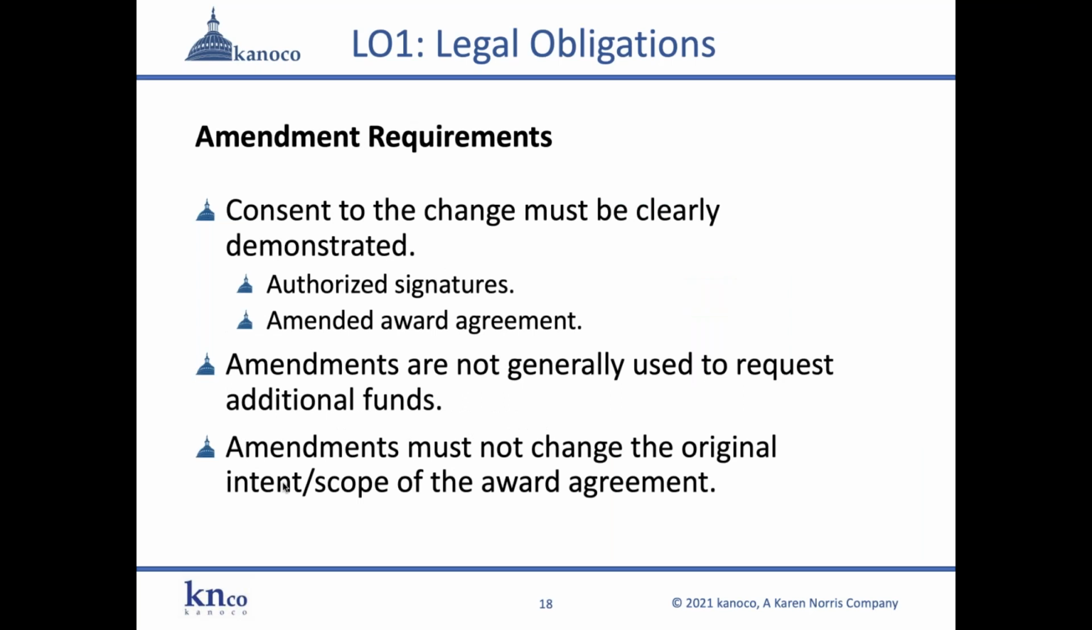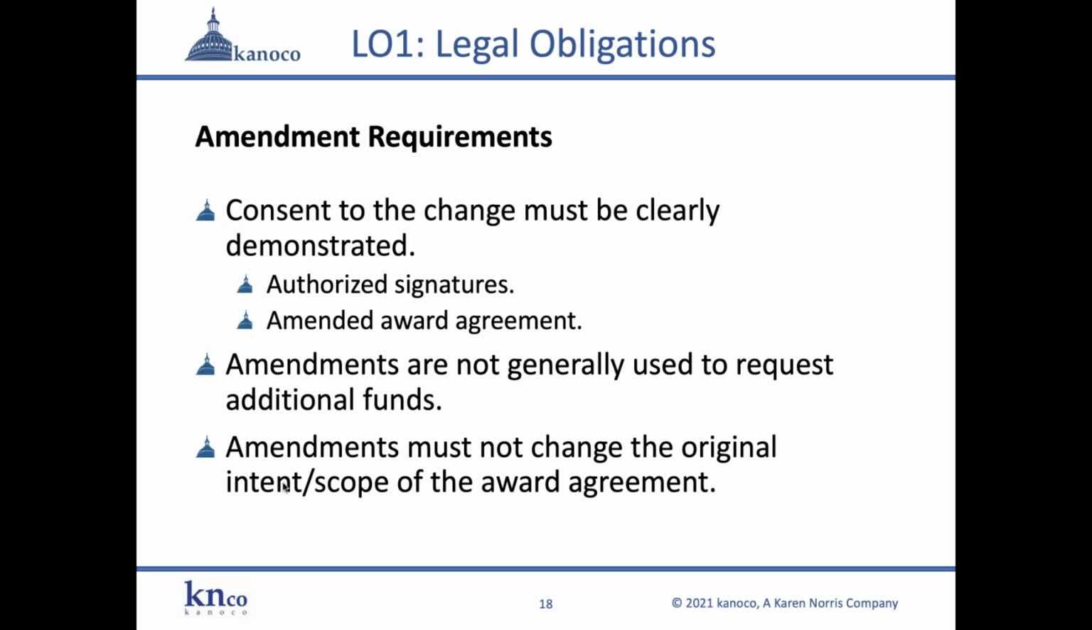First of all, consent to the change must be clearly demonstrated. How is that demonstrated? Well, the right people need to sign off on it. You have to have authorized signatures. And then of course, if you are changing the award agreement, you would want to make sure that your awarding agency will amend the award document and will send a newly revised award agreement back to you with the proper signatures that reflects the change that has just been approved.